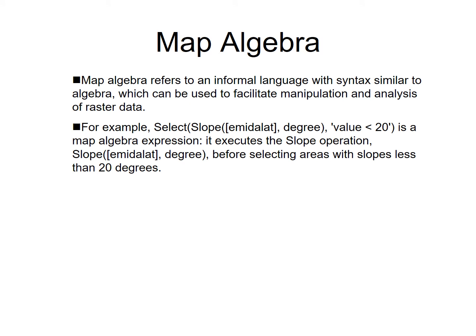Map algebra. It's an informal language of syntax similar to algebra that can be used to facilitate the manipulation and analysis of raster data. In other words, you take a raster and then you apply some math function to it to change it, or use a math function between multiple rasters if you like.